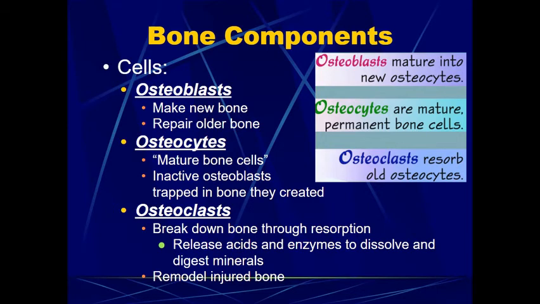It releases acids and enzymes to dissolve and digest minerals. This allows it to remodel injured bone and to replace old worn out bone. So the connection between these three is that osteoblasts will create new bone tissue and mature into osteocytes. Those osteocytes are mature permanent bone cells that have been trapped within the bone that they lay down. And then osteoclasts will resorb old osteocytes.